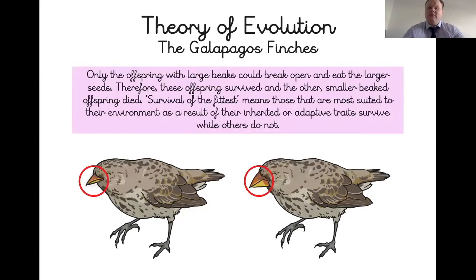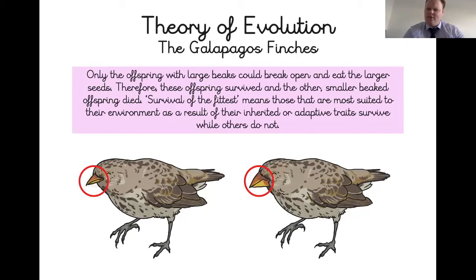So only the offspring with large beaks could break open and eat the larger seeds. Therefore, these offspring survived and the other smaller beaked offspring died. Survival of the fittest means those that are the most suited to their environment as a result of their inherited or adaptive traits survive, while others do not. That makes sense, doesn't it? The ones that are adapted will survive.